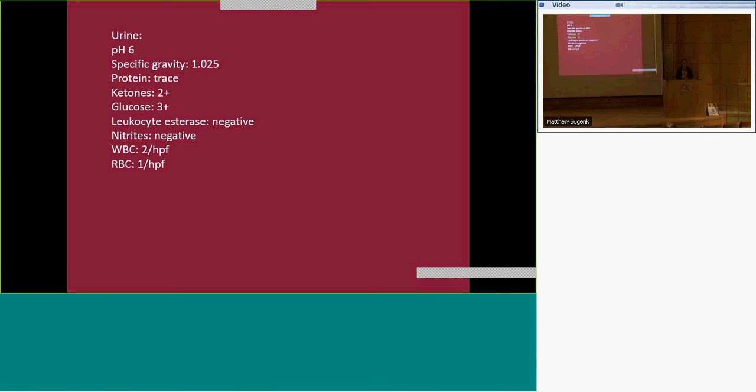All right. Here's Henry's urine. What do you think? He's got some issues. He has diabetes. So he's got 2+ ketones. That's more than a little. He's got 3+ glucose, and he's got concentrated urine, so he's somewhat dehydrated.